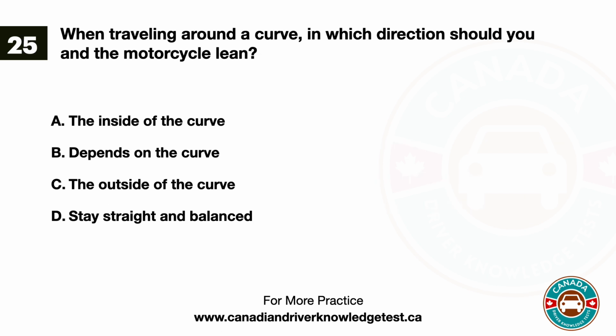Question 25. When traveling around a curve, in which direction should you and the motorcycle lean? A. The inside of the curve. B. Depends on the curve. C. The outside of the curve. D. Stay straight and balanced. The answer is A. The inside of the curve.